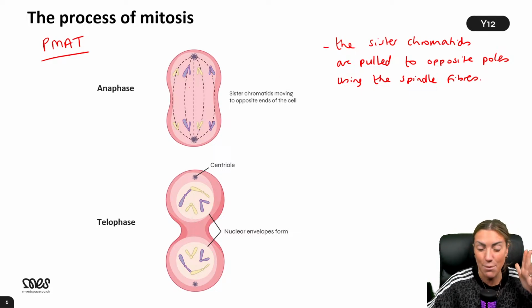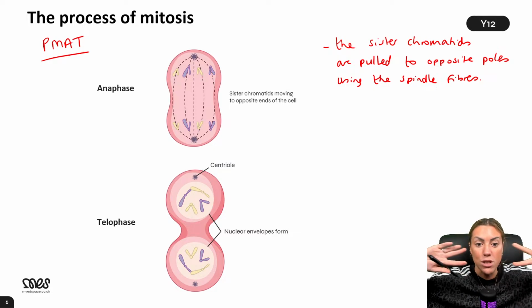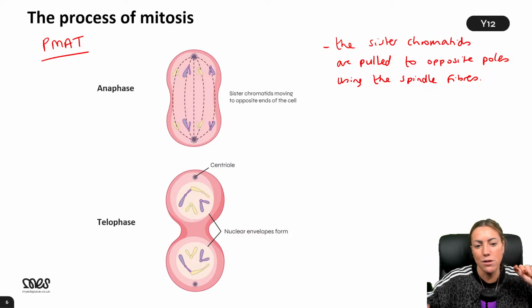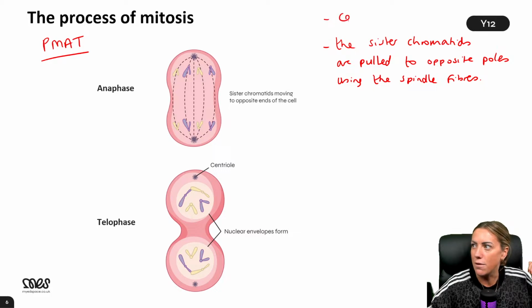You can see this happening. This is the easiest phase to see under the microscope because you can see the chromosomes look like V shapes, because the centromere has split and the sister chromatids are being pulled by the spindle fibers to opposite poles or opposite ends of the cell. In fact, I'm just going to add on before that, the centromeres split.